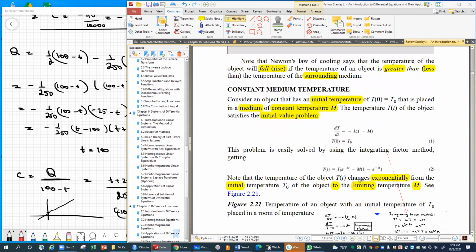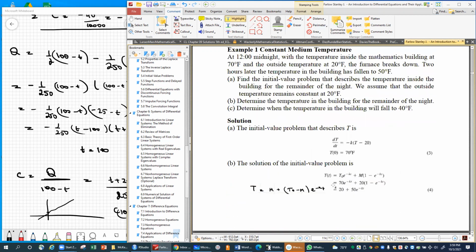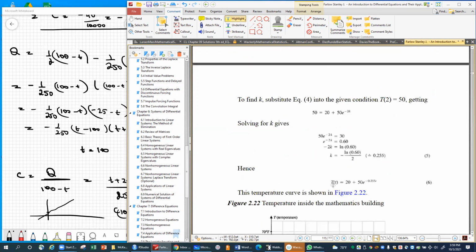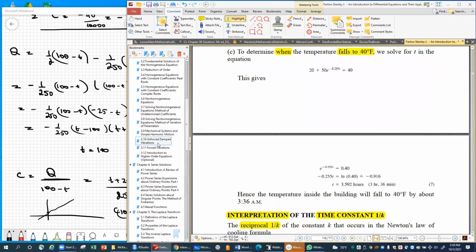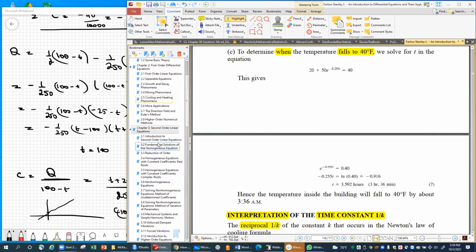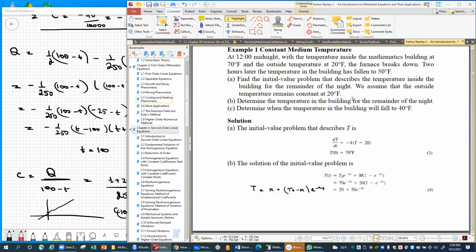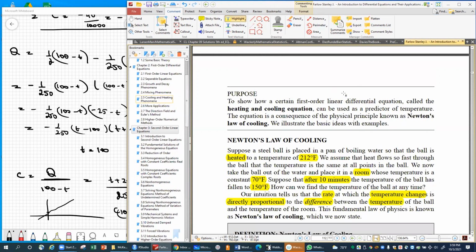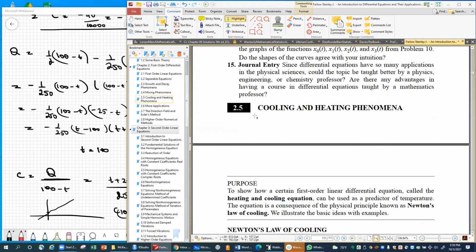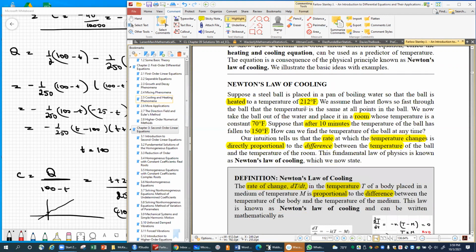Now, Newton's law of cooling, is it a new section or a continuation of this section? Wait, confused. Is it another section already? Cooling and, yeah, that's already section 2.5, cooling and heating. Right, yeah, it starts here, I just missed the beginning. We have a bit of time, not much, maybe 10 minutes at most.